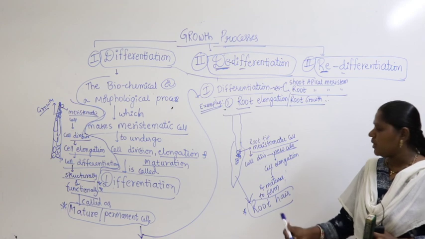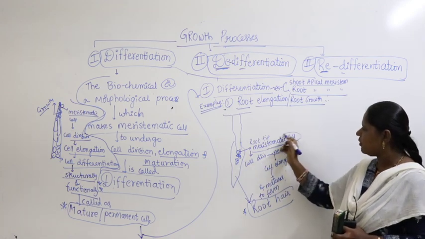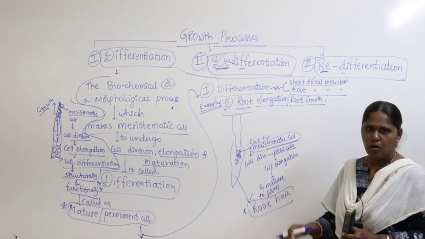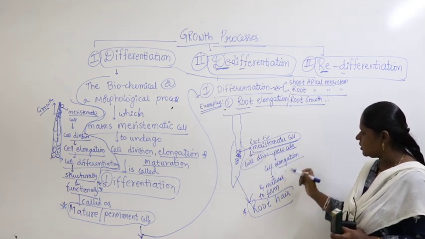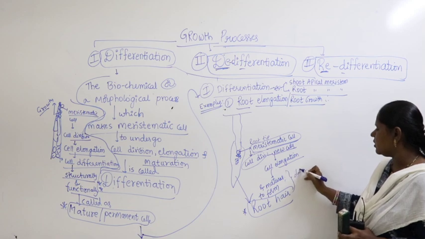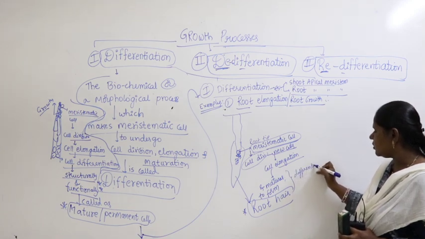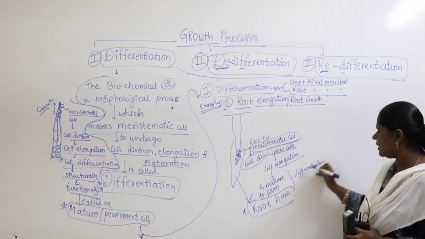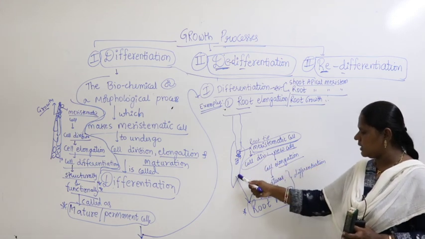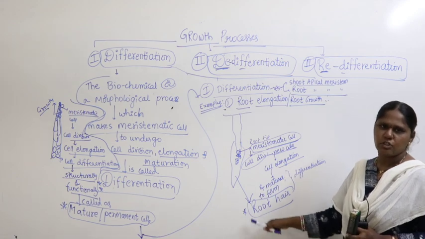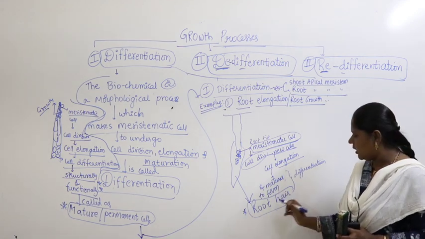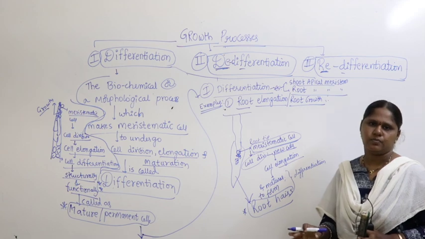Got it? It may remain as it is, in the form of a meristematic cell, or it will further undergo cell division, elongation, and differentiation. As a result of differentiation, the newly formed cells from the meristematic cell mature and are assigned a specific function, structurally and functionally. Now they are called root hairs.